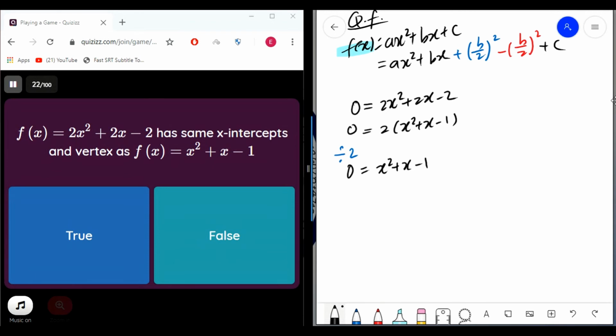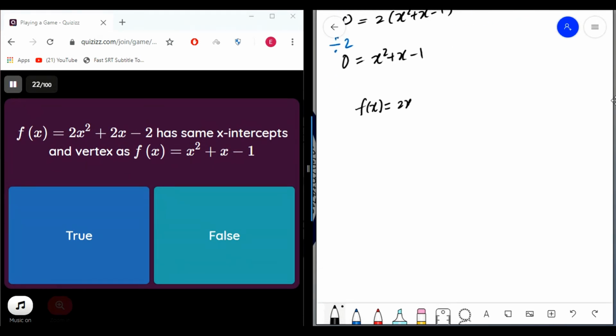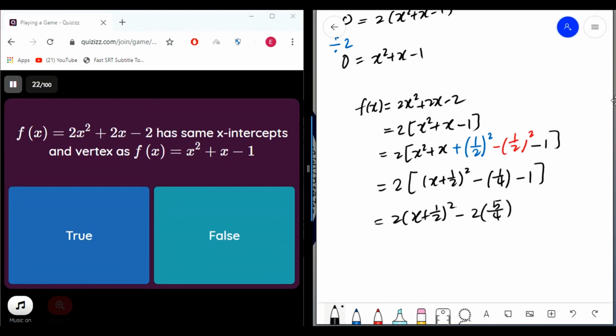Okay, I will quickly complete the square for you. For the first function, f(x) equals to 2x squared plus 2x minus 2. We take out the 2, x squared plus x minus 1. Then we add coefficient of x, (1 over 2) squared, then minus (1 over 2) squared. Remember the minus 1 at the back, equals to 2 times (x plus half) squared, then minus, this one should be 1 over 4, minus 1, equals to 2 times (x plus half) squared. This one should be minus 2 times 5 over 4, equals to 2(x plus half) squared minus 10 over 4.